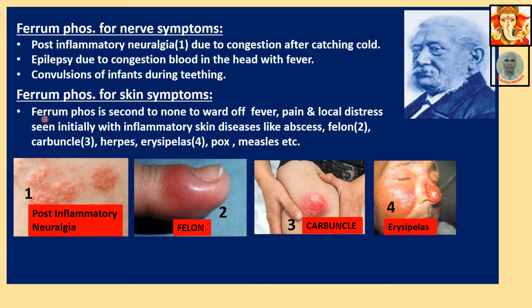Ferrum phos for skin symptoms. Ferrum phos is second to none, mind this, second to none to ward off fever, pain, local distress, seen initially with inflammatory skin diseases like abscess, felon, carbuncle, herpes, erysipelas, pox, measles. All the skin symptoms, when in the inflammatory stage initially, Ferrum phos is the medicine. This is erysipelas, this is carbuncle, this is felon.